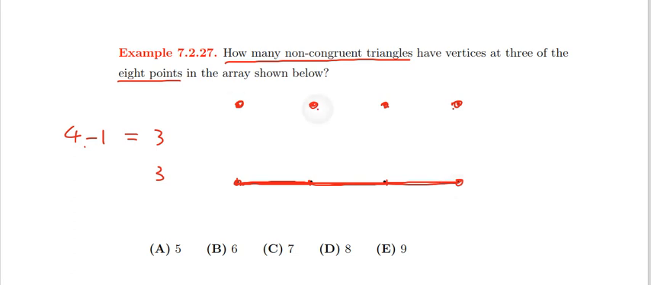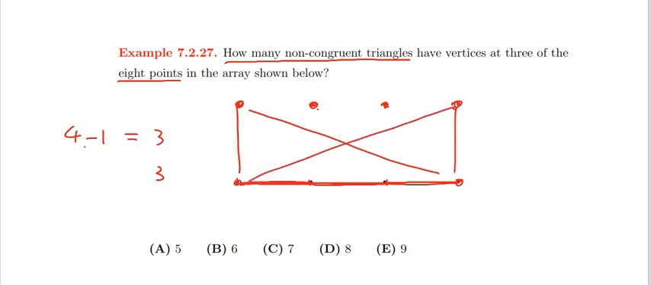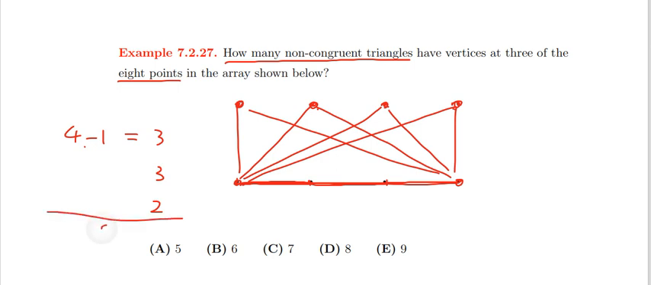Then again, here we have 4 points. We can pick any one. So it seems we have 4, but pick this one and this one, same, right? This triangle and this triangle are the same, and this one and this one are also the same, right? So we have only 2. So totally we have only 8.